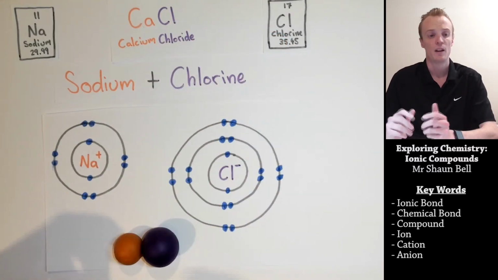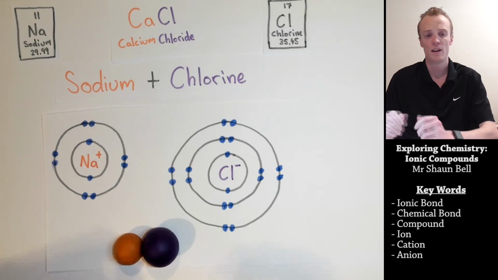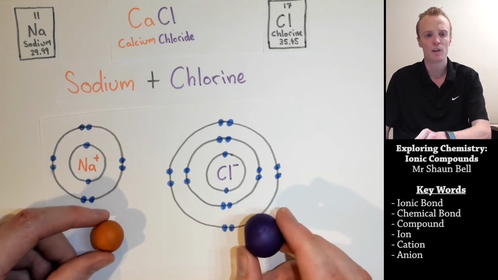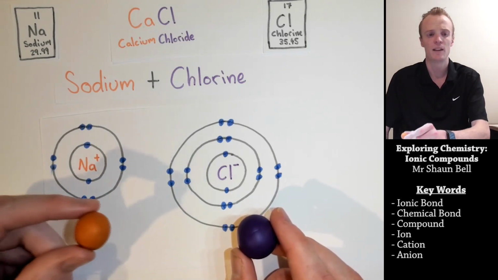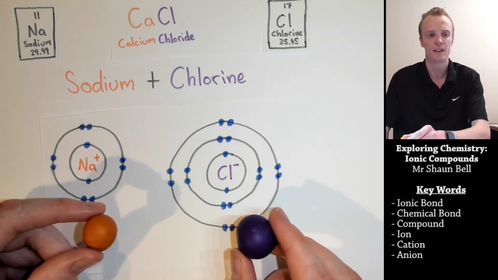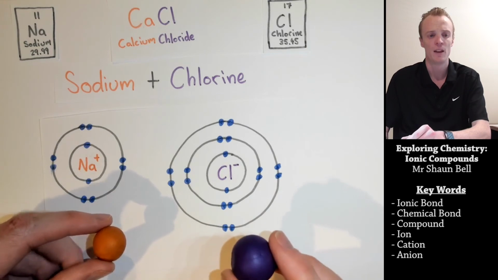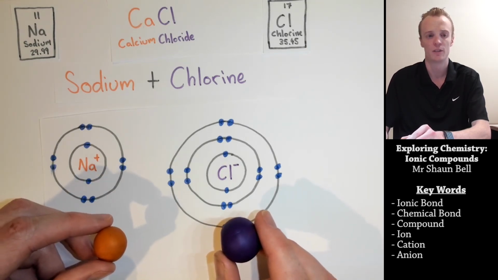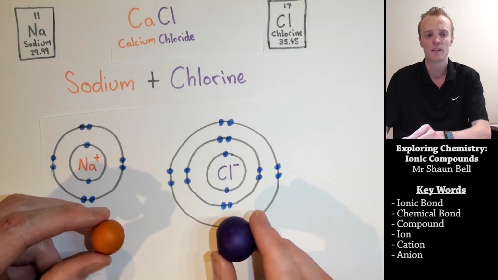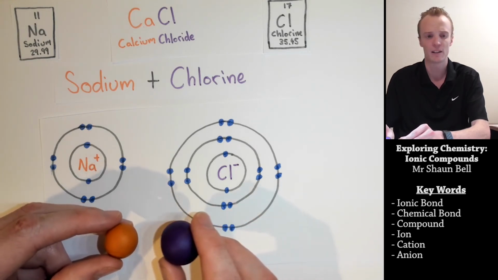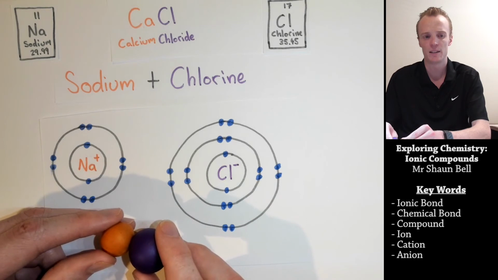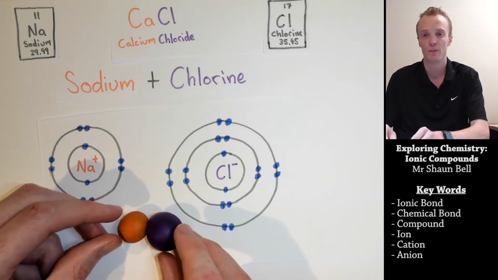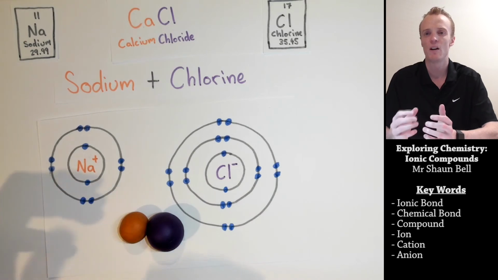So let's revise. An ionic bond is between a metal over here and a non-metal. For one to occur, the metal has to give one or more of its electrons to the non-metal. This causes them to become ions with opposite charges. This opposite charge causes them to attract to each other and stick together. This sticking together we call a bond, more specifically an ionic bond.